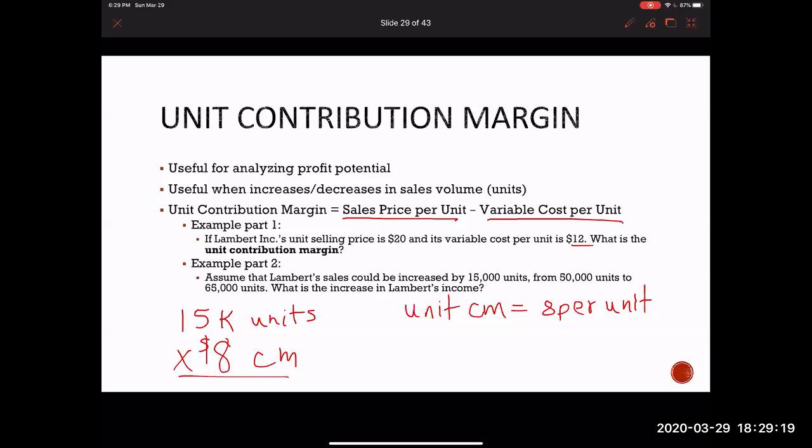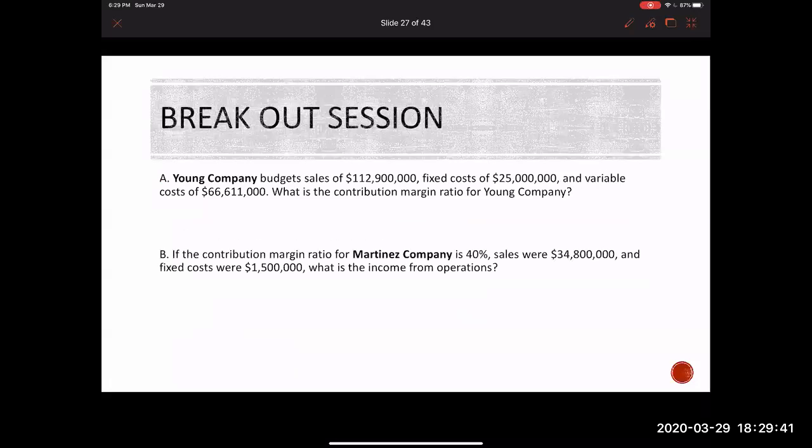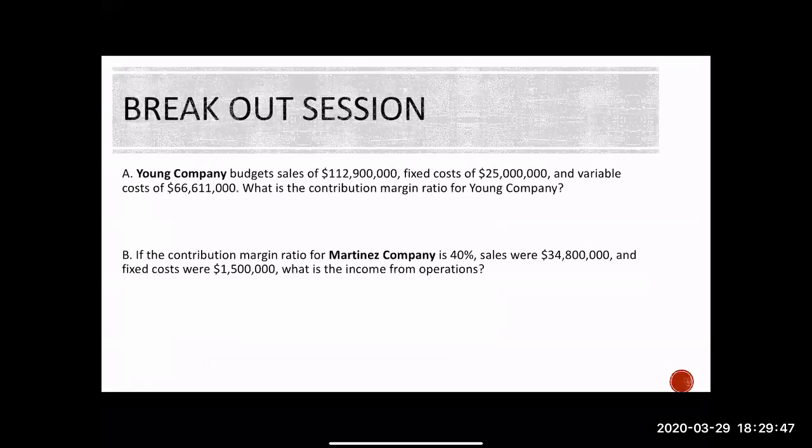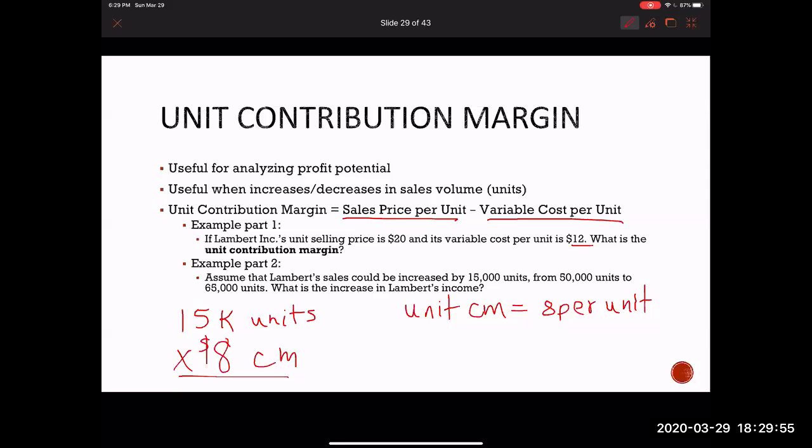Once we did that calculation, 15,000 units times our $8 per unit, the potential effect of increasing our sales volume would equal $120,000 in income.